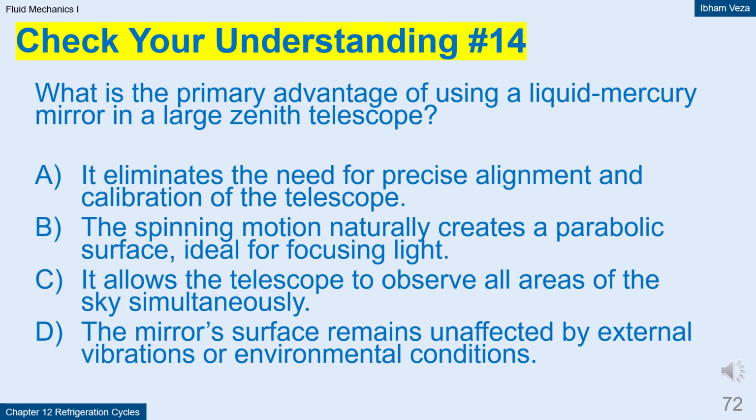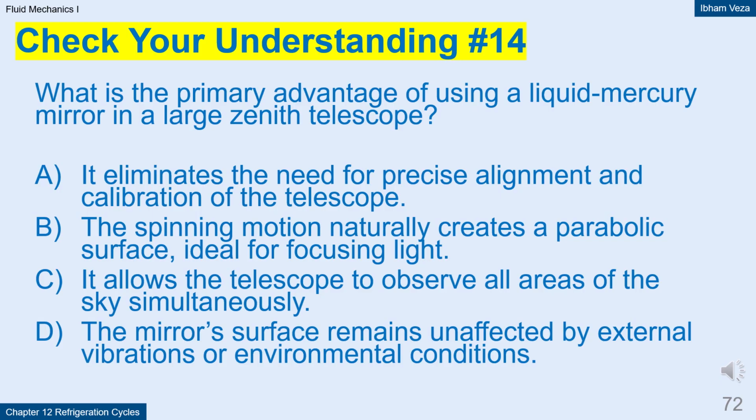Check your understanding, number 14. What is the primary advantage of using a liquid mercury mirror in a large zenith telescope? Correct answer, B. The spinning motion naturally creates a parabolic surface, ideal for focusing light.